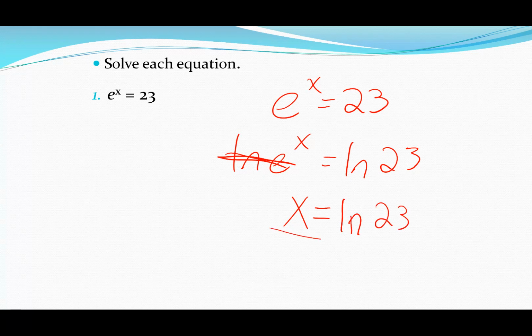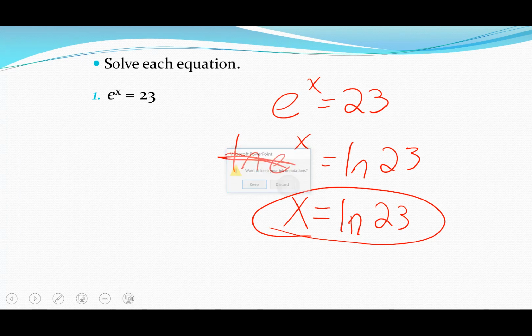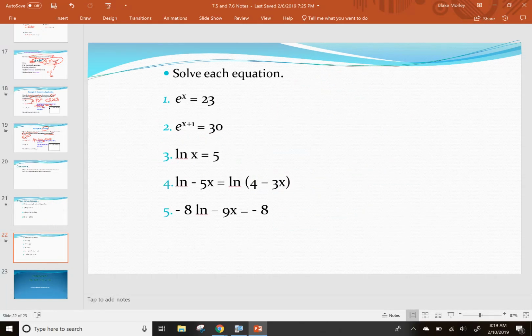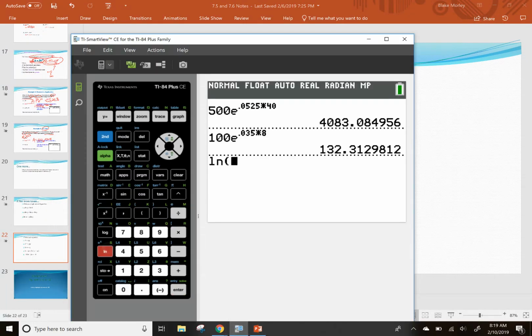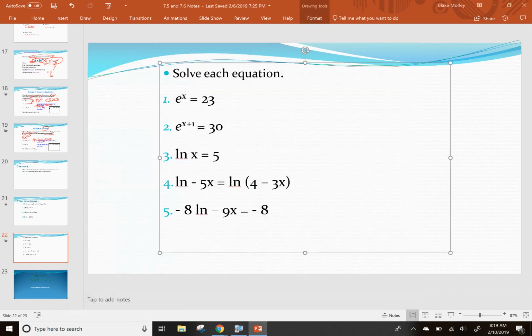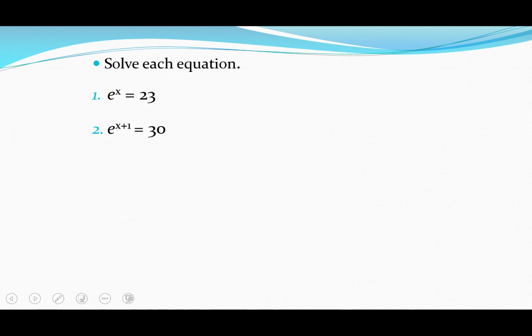And sometimes you can leave your answer like this. You can leave your answer as the natural log of 23, but sometimes people want you to actually write out the decimal, and if you want to do that, you can just type it in the calculator. It's not going to be too big a deal. So it's 3.135, but yeah, sometimes you can just leave it as natural log 23. I don't think anybody's going to be too heartbroken about that.